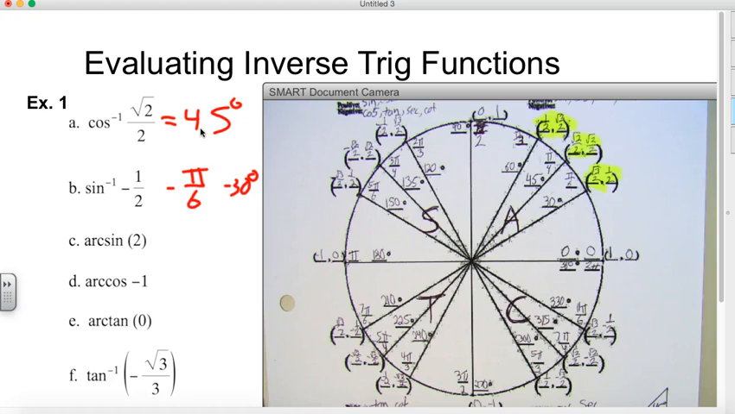All right, so arc sine of 2. Do you see 2 on any of the y coordinates? No. So this one you can't do. You cannot do arc sine of 2. That's no answer. Anything more than 1 or less than negative 1 is not possible when you do arc sine, arc cosine, or arc tangent.